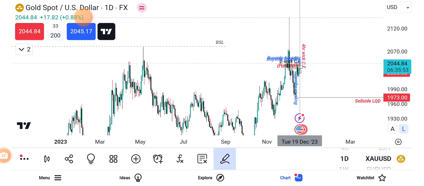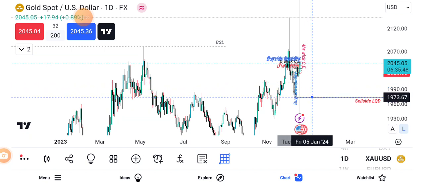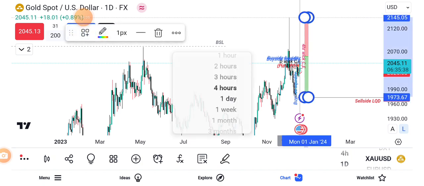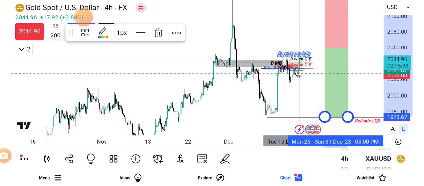I want to have these gin box in from the low to the high for me to distinguish where we are. Are we in premium for now?